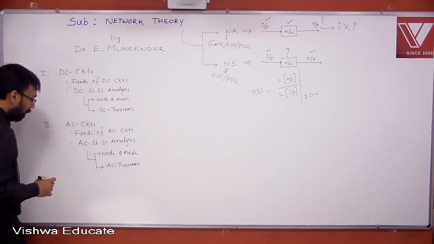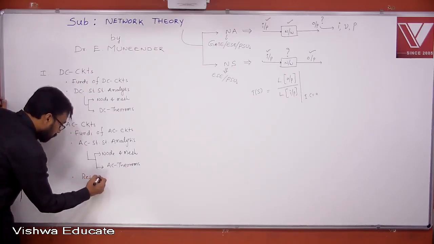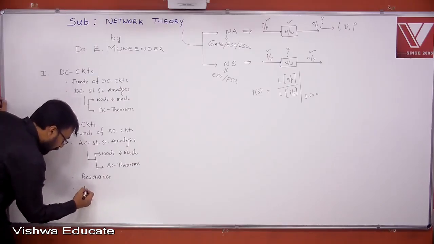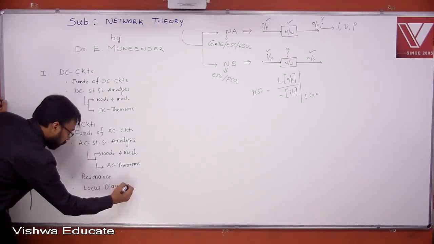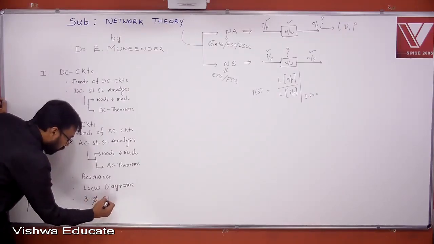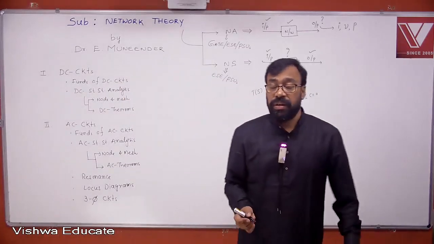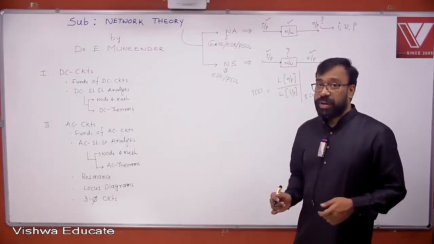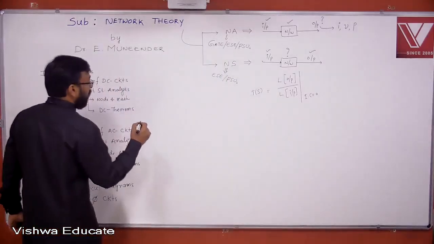Okay. Now other topics in this: you have resonance, you have locus diagrams, and you have three-phase circuits, which is very, very important for electrical students. As far as GATE is concerned, but in IES or engineering service exam, for both EC and EEE students, this particular topic is also very, very important. This is the second chapter. And now the third chapter, which is more interesting and challenging.